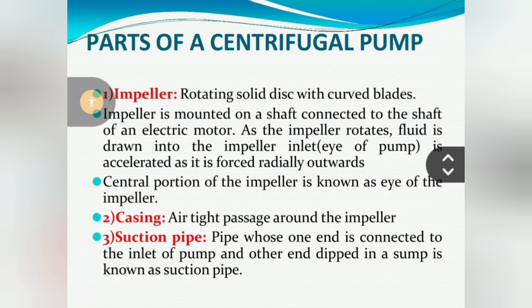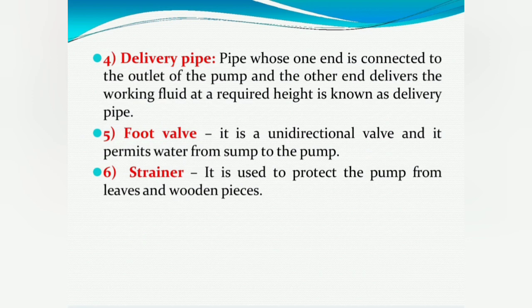Casing, airtight passage around the impeller. Suction pipe. Pipe whose one end is connected to the inlet of the pump and other end dipped in a sump is known as suction pipe. Then delivery pipe. Pipe whose one end is connected to outlet of the pump and other end delivers the working fluid at required height is known as delivery pipe. Foot valve. It is a unidirectional valve and it permits water from sump to the pump. Strainer. It is used to protect the pump from leaves and wooden pieces.